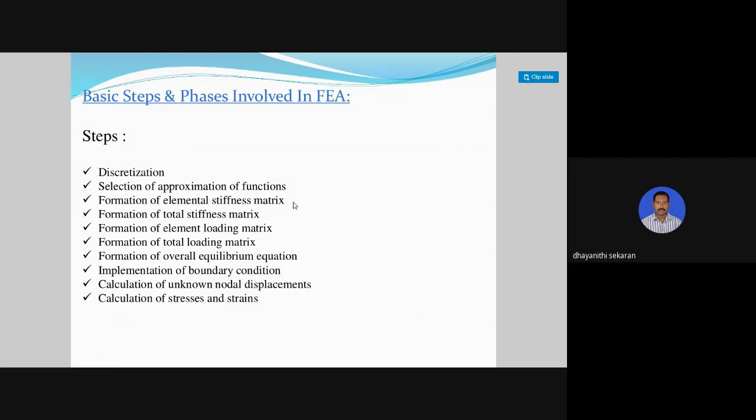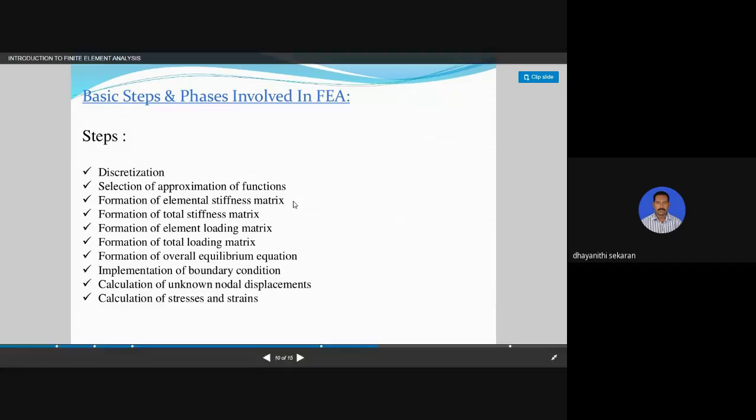Force matrix equal to stiffness matrix into displacement matrix. Okay, this is the fifth step.